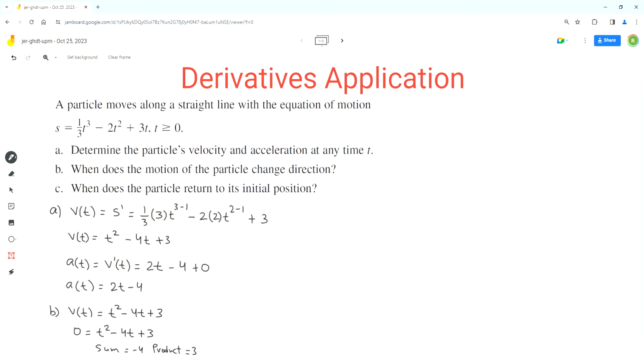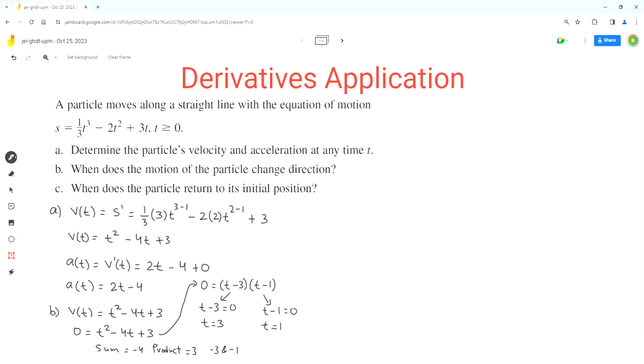And the numbers are negative 3 and negative 1. So the factored form of this equation will be 0 equals (t minus 3) times (t minus 1). And from this we get two cases. The first case is t minus 3 equals 0, and the second case is t minus 1 equals 0. So the first solution is t equals 3 and the other one is t equals 1.